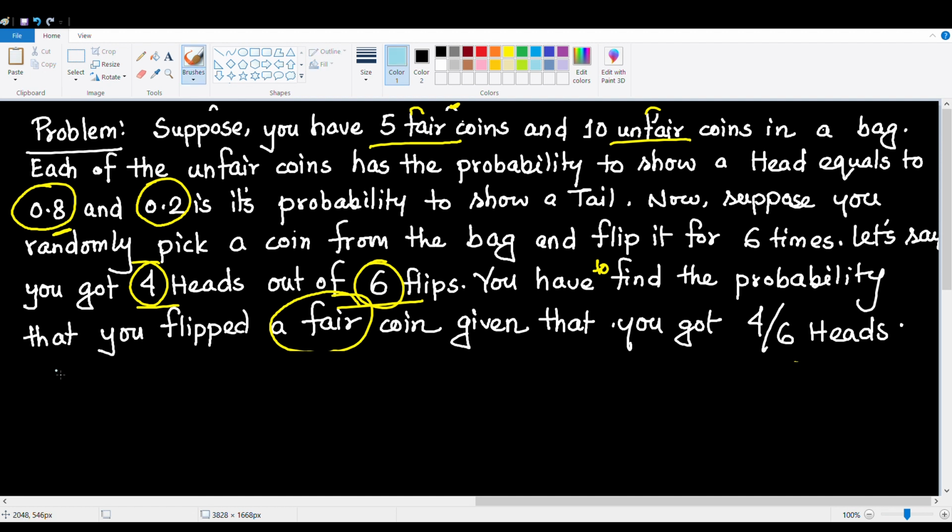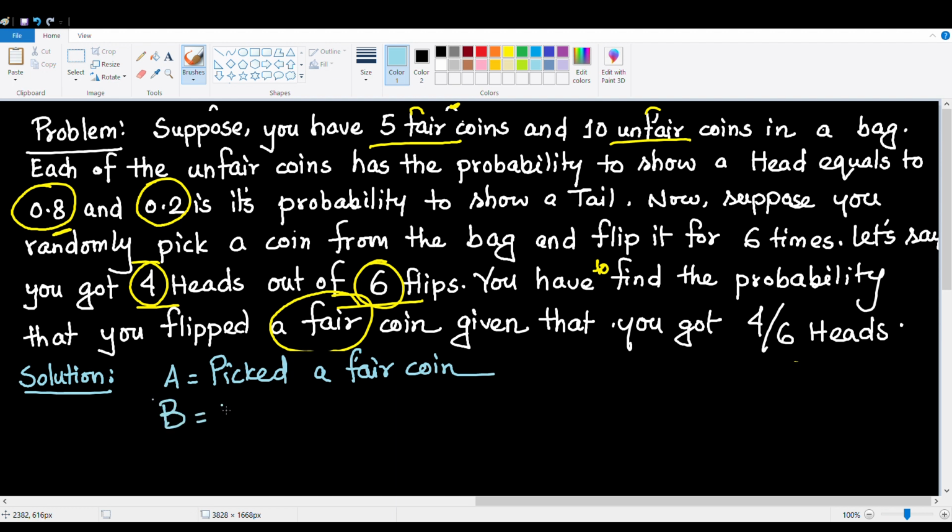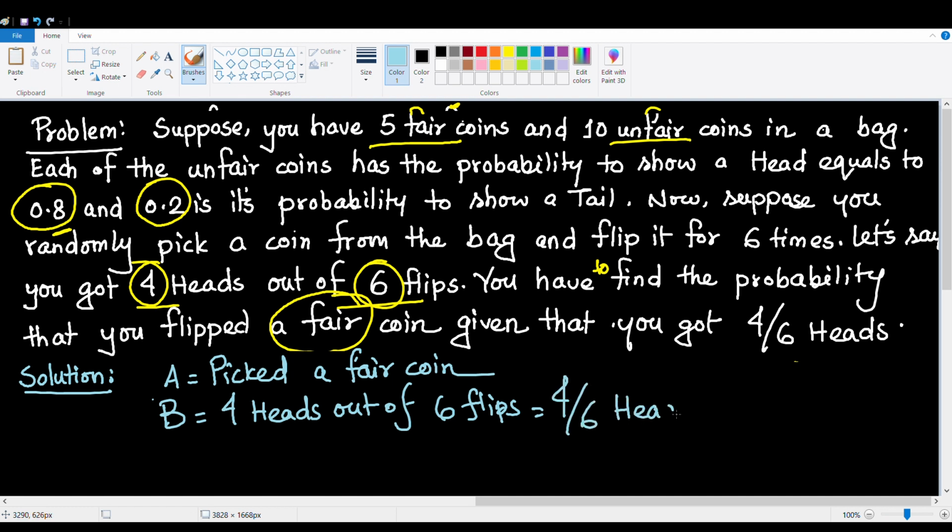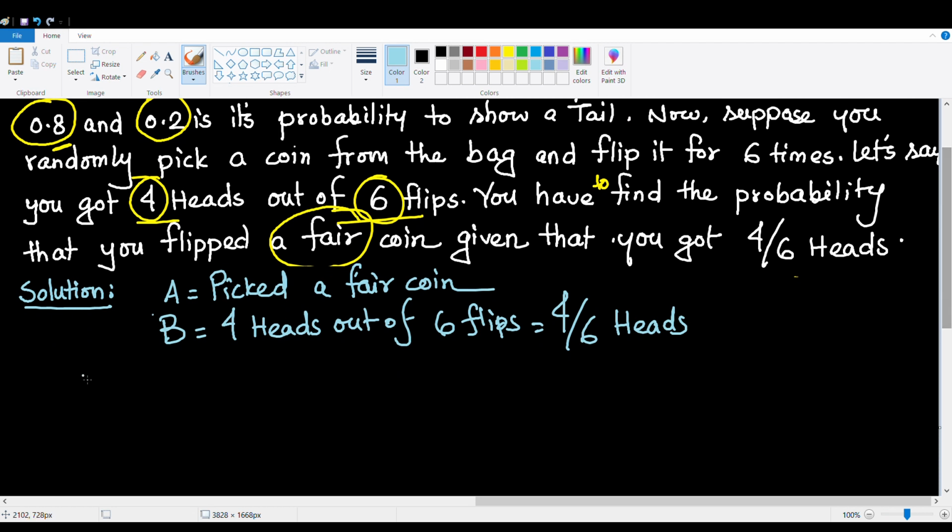So you have to determine the probability that you flipped a fair coin given that you got 4 out of 6 heads. Now for the solution, the first thing we have to do is to name the events properly. Let's say A equals the event of picking a fair coin, and B equals flipping 4 heads out of 6. To simplify it, we'll write it like 4 out of 6 heads. Now we have to determine P of A given B.